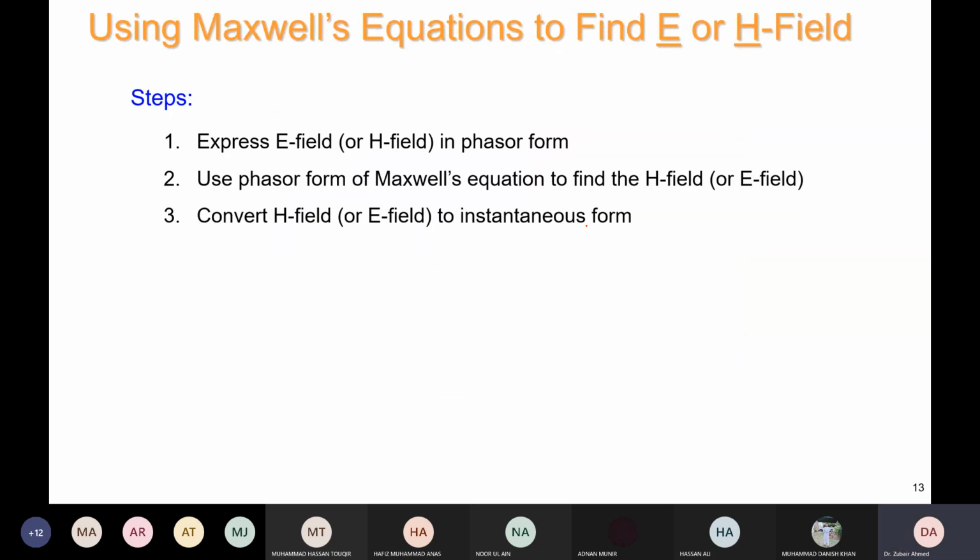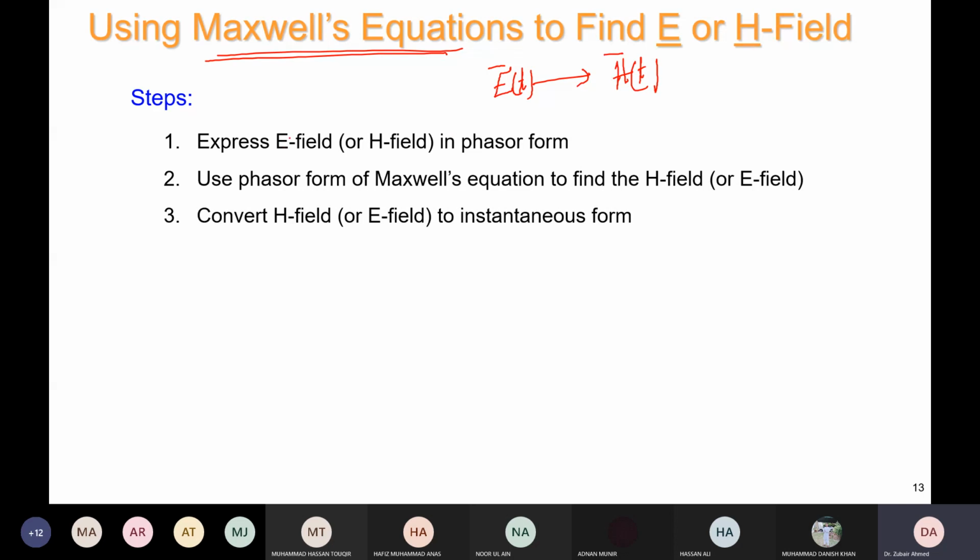So the last thing we want to do in this lecture is to express, if we are given the electric field, let's say, how to find the magnetic field using Maxwell equation. Let's say we are given the electric field and we want to find the magnetic field. How can we do this using Maxwell equation? So first, let's say we are given the time domain signal, and this is also our time domain signal. So this is the given, and this is what we want to find.